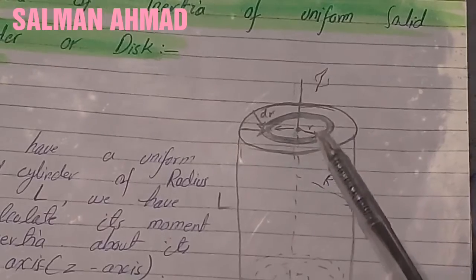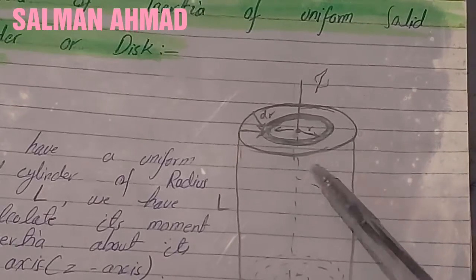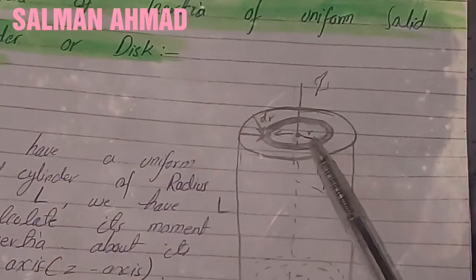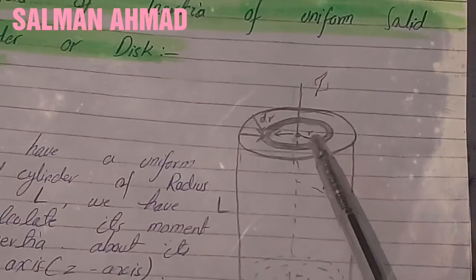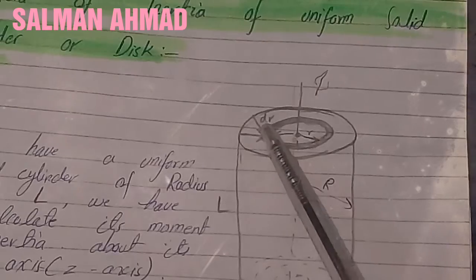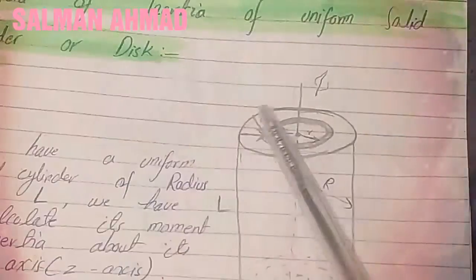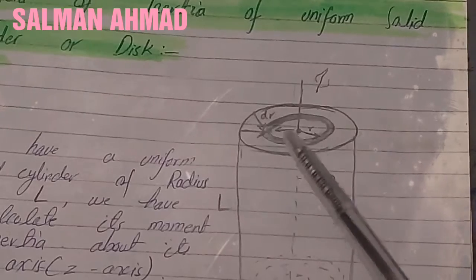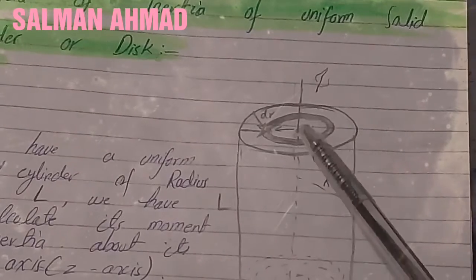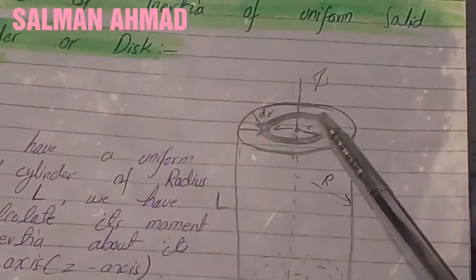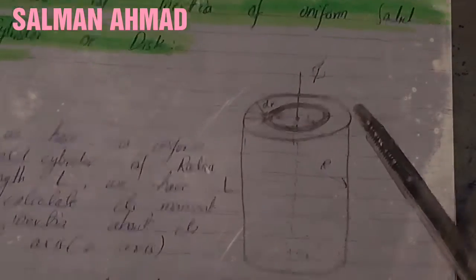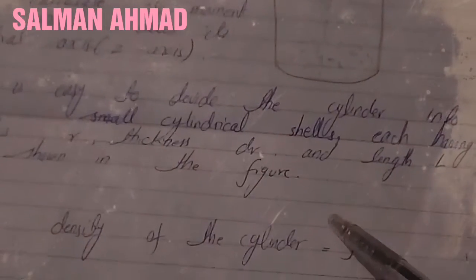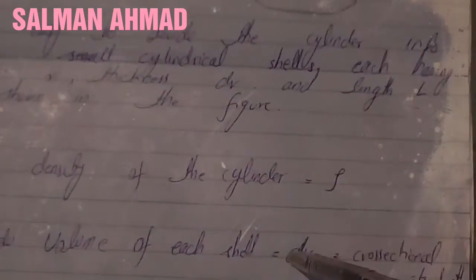Here this is the cylindrical shell. We have divided this uniform solid cylinder into shells, where small r is the radius of that shell and its thickness is dr. First we have to find the density of this small shell. For finding density, first we have to find its volume.